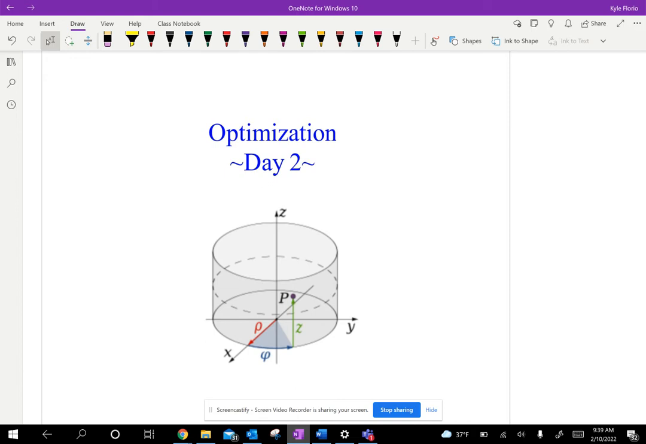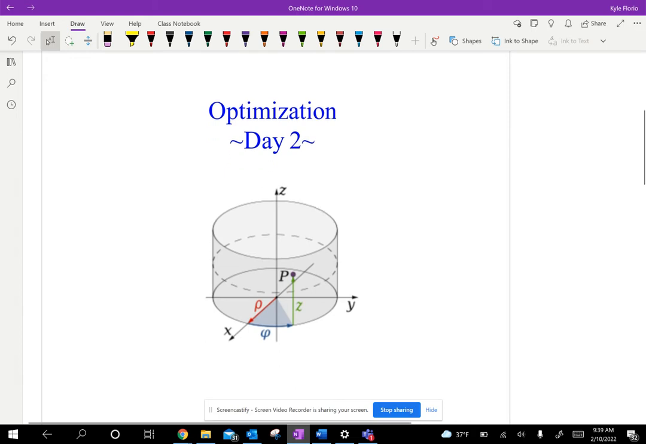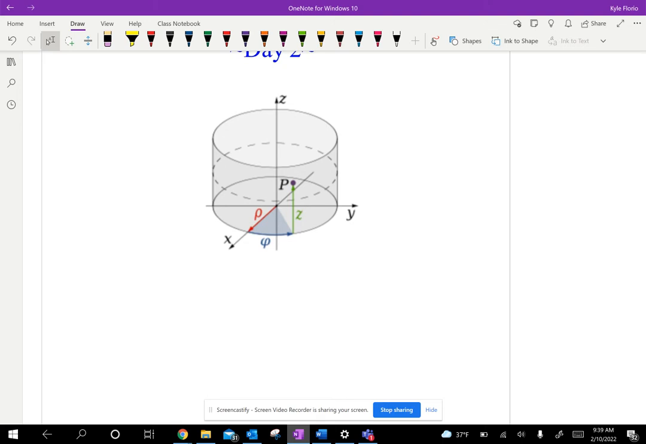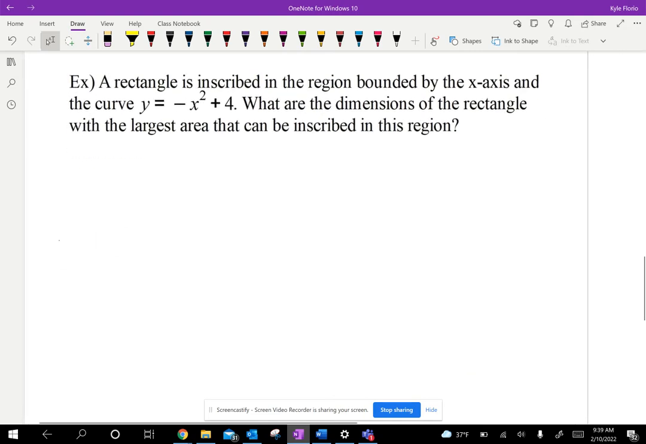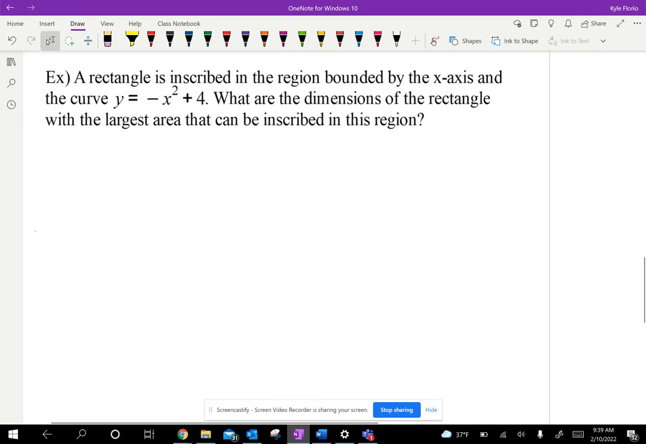What's good? Today we're going to look at one example, optimization day 2, so that you guys can get started on the classwork and then the homework afterwards. Here's the first question and the only question. I'm going to read it to you, but you guys can stop and read it to yourselves, process the question, and then we'll look at it together.